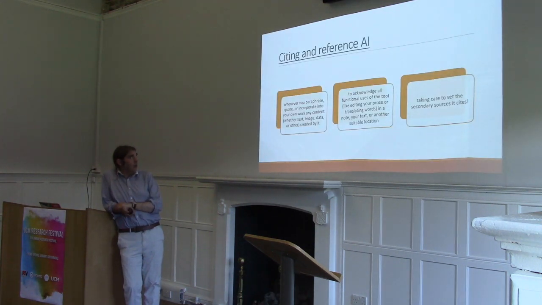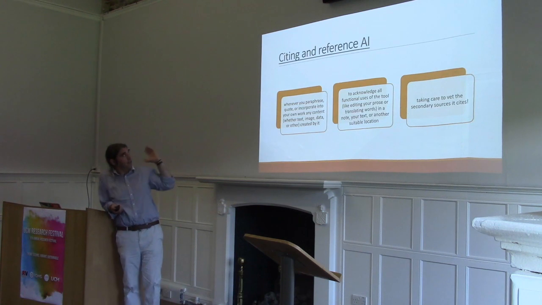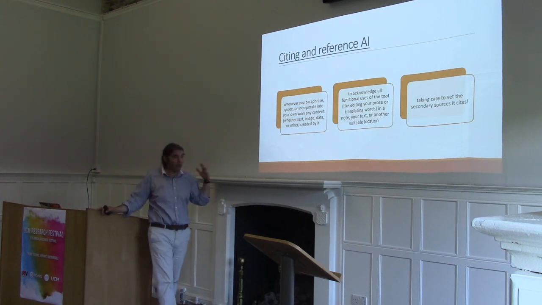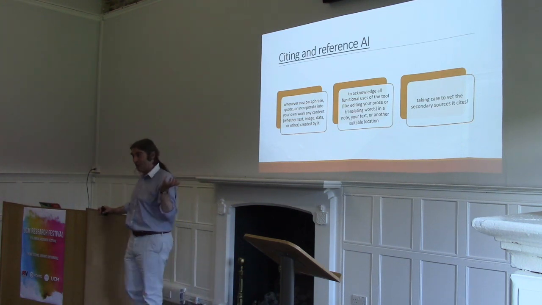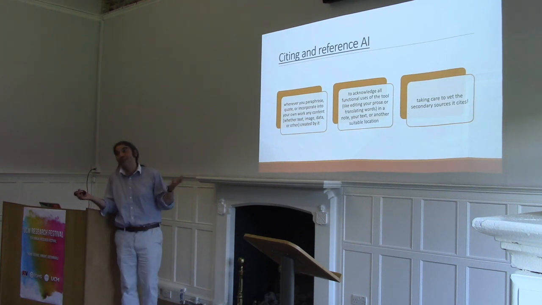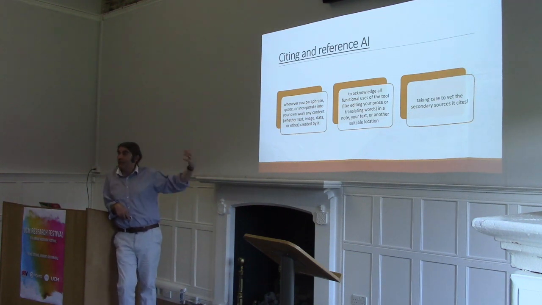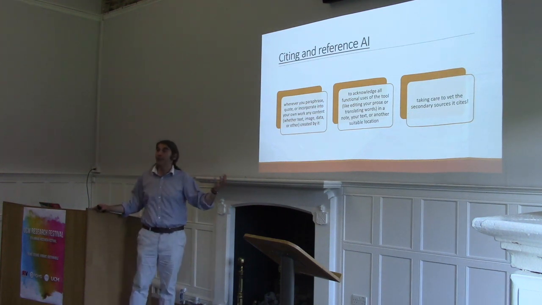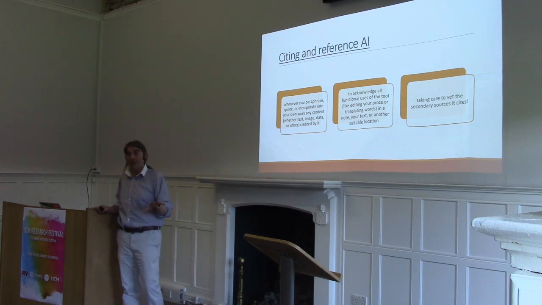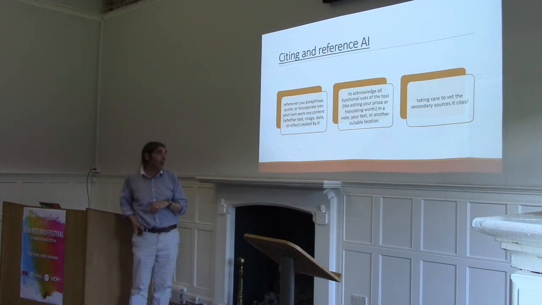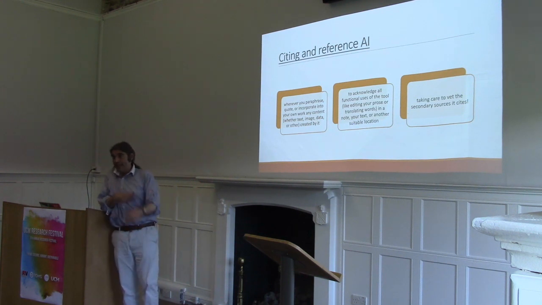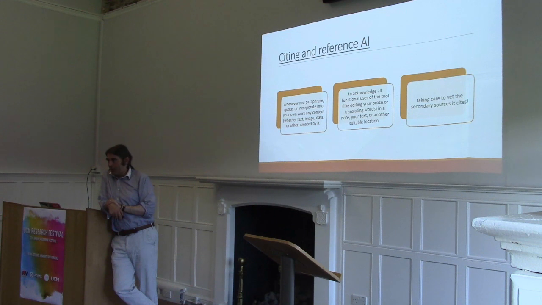Whenever you paraphrase or incorporate into your own work something that isn't your work, then what do we do? We reference. We need to acknowledge its use. So if you're using it as a proofreader or an editor, then you should say so, and you will have guidelines on exactly how to do that. And you should also take care to vet the secondary sources that it cites, because it's rubbish at it, because it makes them up.